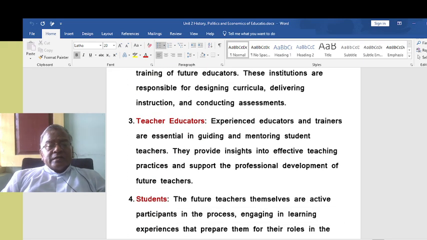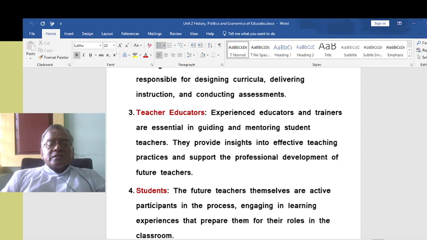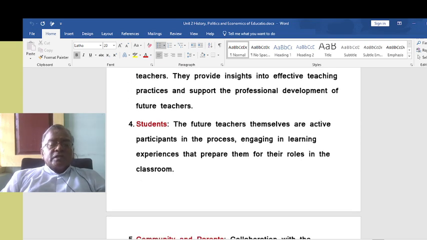Then teacher educators. Experienced educators and trainers are essential in guiding and mentoring student teachers. They provide insights into effective teaching practices and support the professional development of future teachers. Then the future teachers themselves are active participants in the process, engaging in learning experiences that prepare them for their roles in the classroom.